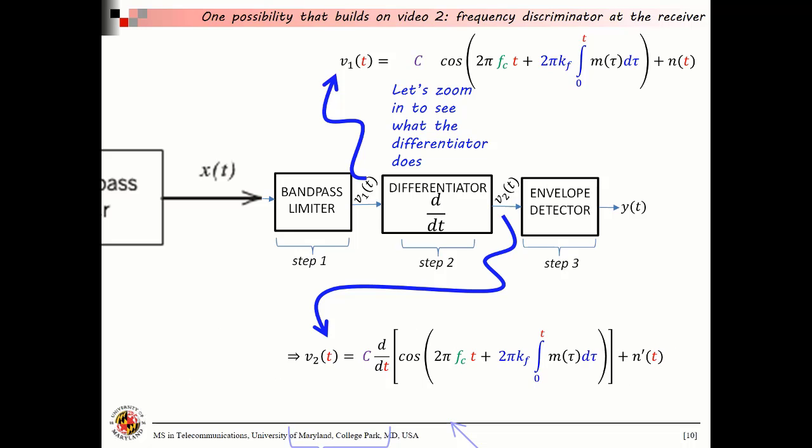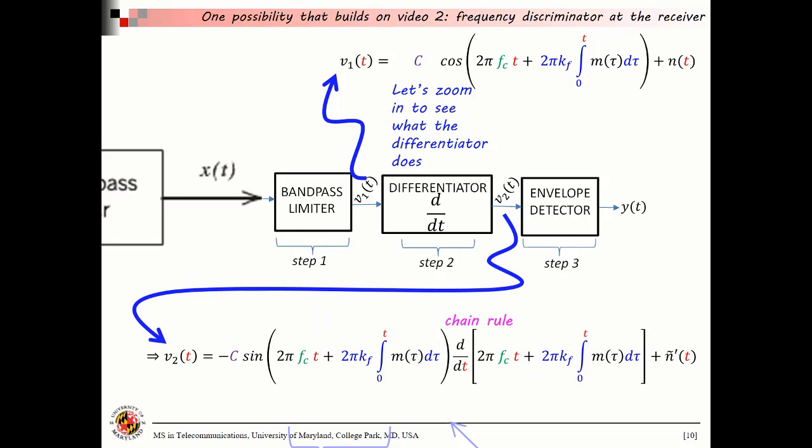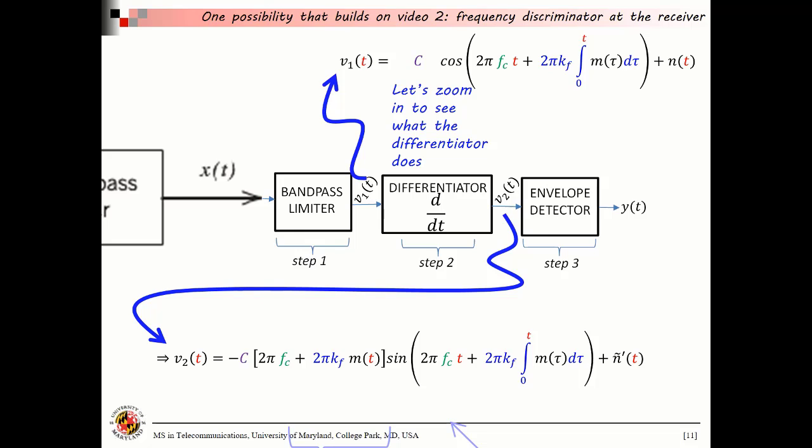Now we take the actual derivative of cosine of a function of t. We invoke the chain rule, and we say that the derivative of a cosine is minus sine. And then we multiply that by the derivative of whatever is inside the argument of the cosine, which is 2 pi fc t plus 2 pi kf times the integral from 0 to t of m of tau d tau. Once we take the derivative of the argument of the cosine, we're left with 2 pi fc plus, invoking the fundamental theorem of calculus, 2 pi kf m of t.